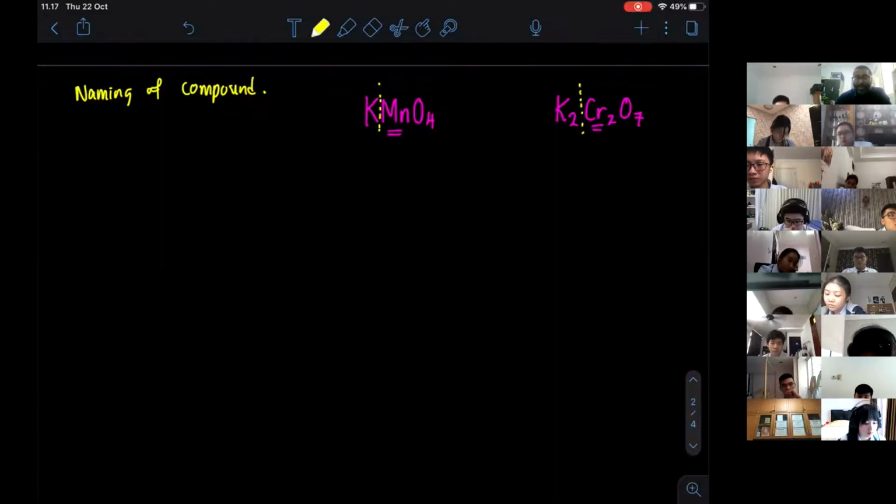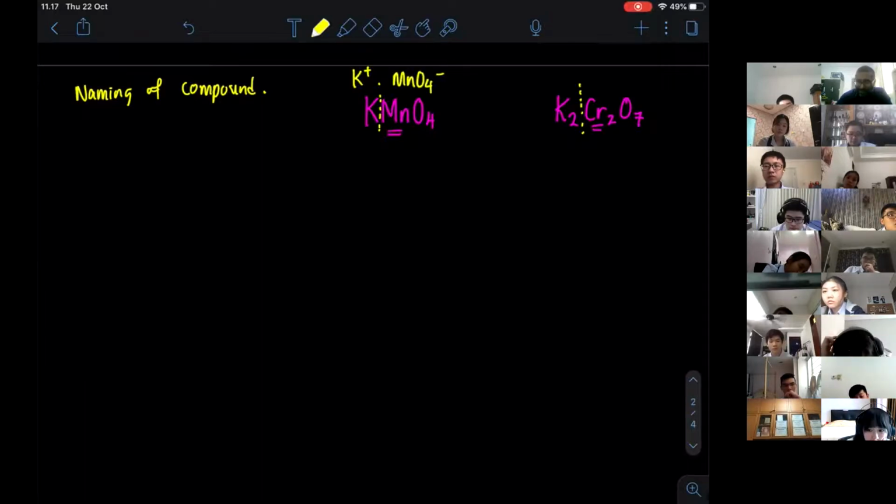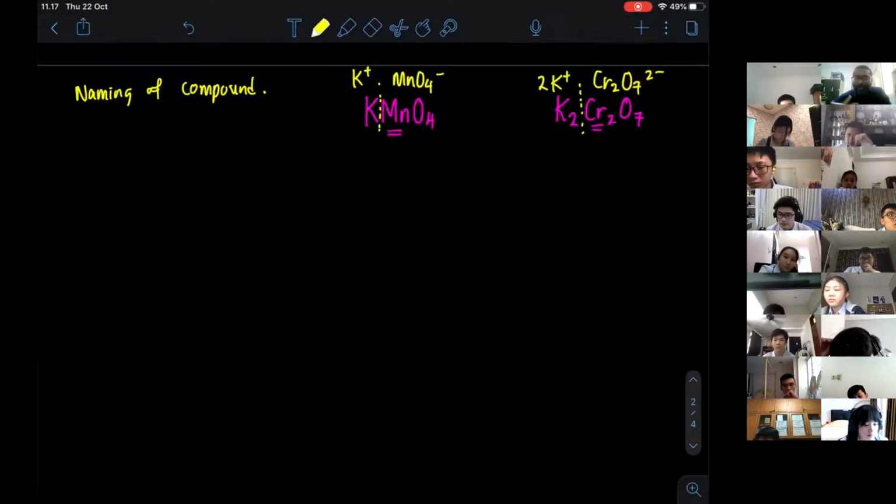Okay, when I separate this, I am going to get K+ and MnO4-. If I separate this, I'm going to get 2K+ and Cr2O7 2-. Okay, this is what I do. But if you want to use the oxidation number of K, which is group 1, +1, you can actually do that also. I'll just show you my method first.